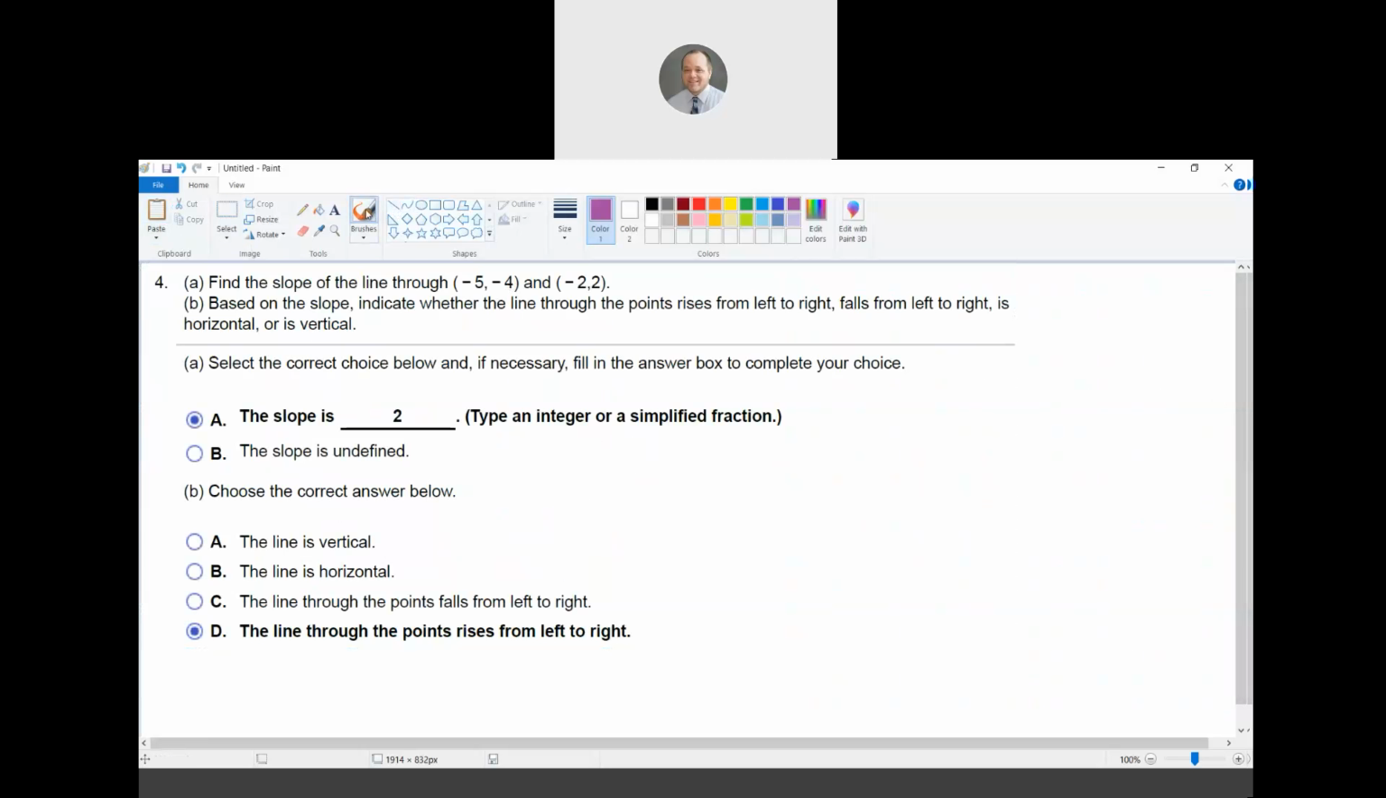Question 4, find the slope of the line through the given points. Part B, based on the slope, indicate the behavior of your line. Given only 2 points, use this particular formula: y sub 2 minus y sub 1 all over x sub 2 minus x sub 1, in which x sub 1 and y sub 1 is your first ordered pair, and x sub 2 and y sub 2 is your second ordered pair.